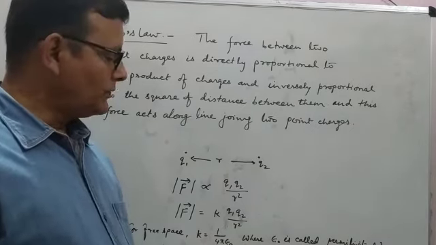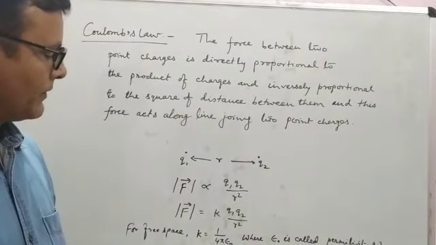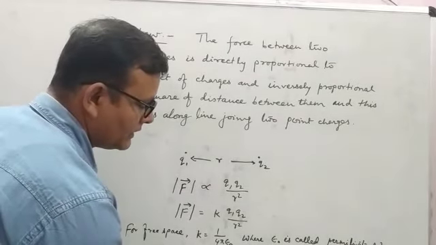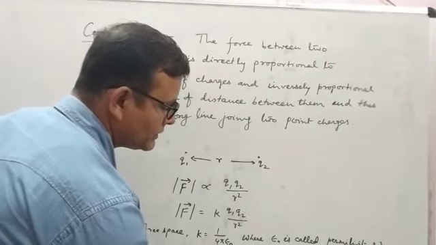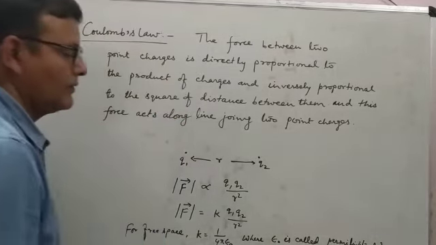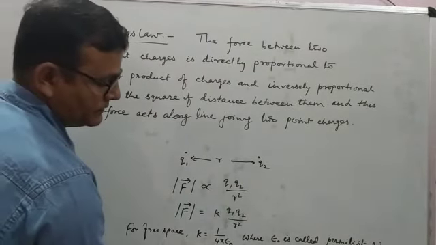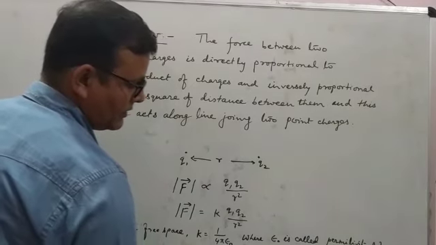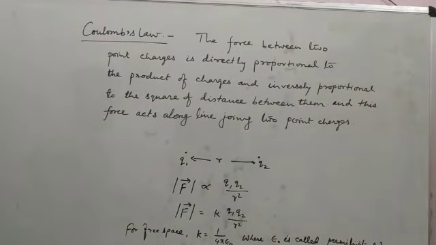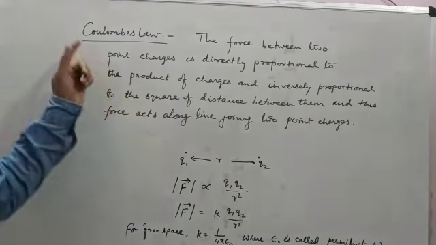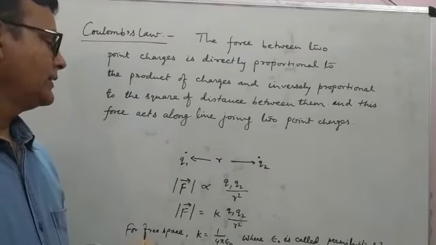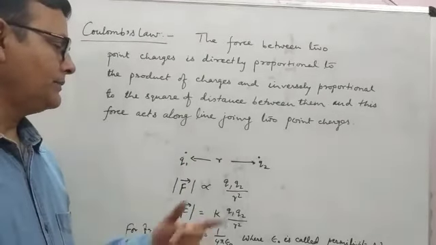If we put the value of epsilon naught and the value of pi in this equation, we get the value of K equal to 9 into 10 to the power 9 Newton meter square per coulomb square. You should remember this value. Now we have the formula of magnitude of force between 2 point charges placed in free space separated by distance r.